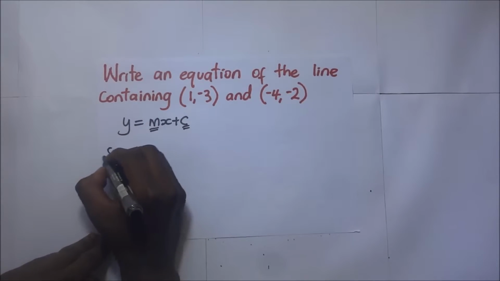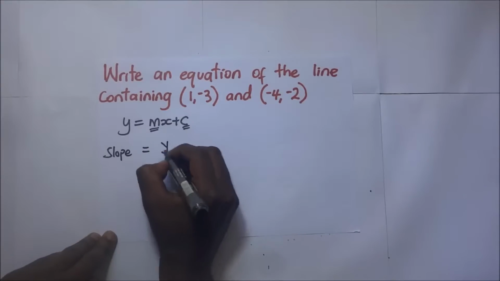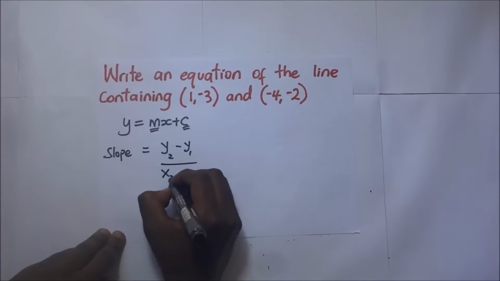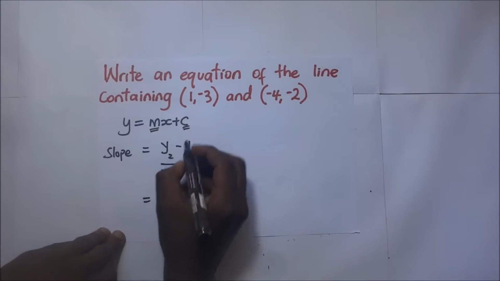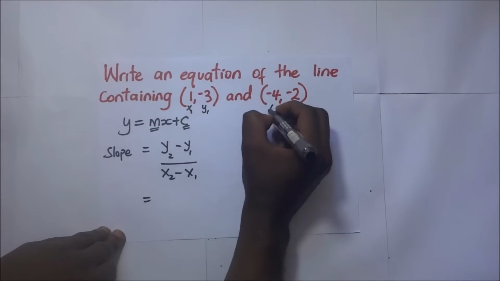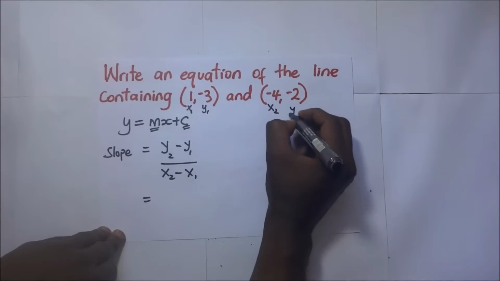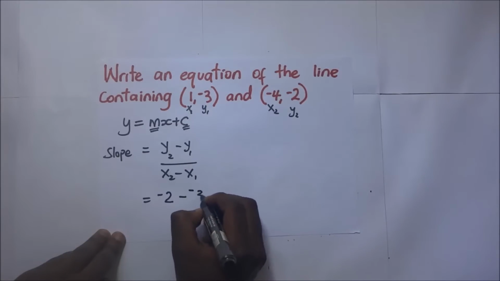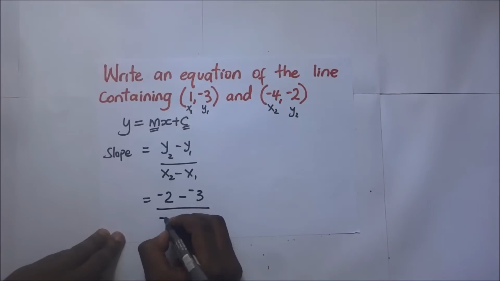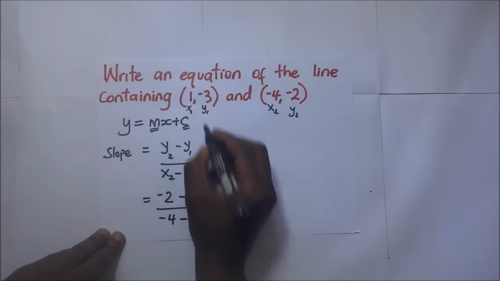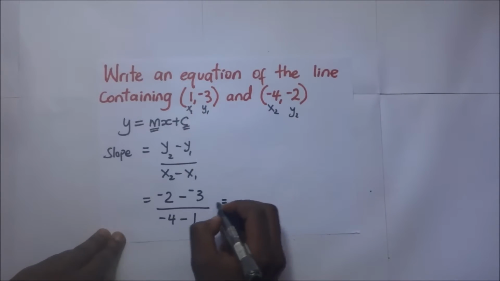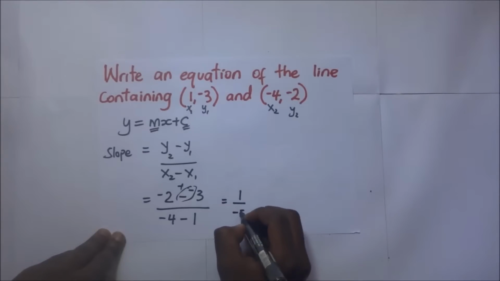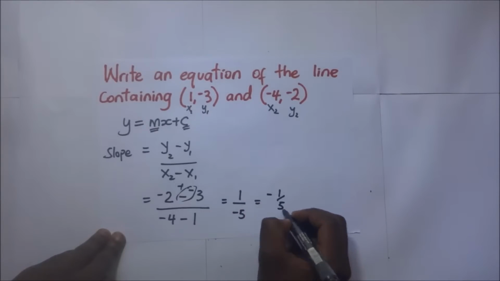So we first find the slope. The formula for finding the slope is (y2 minus y1) over (x2 minus x1). Let's call this our x1, y1, and this our x2, y2. So our y2 is -2 minus our y1, which is -3, minus -3. Divide that by our x2, which is -4, minus our x1, which is 1. This gives us a plus: -2 plus 3 is 1. Divide that by -4 minus 1, which is -5. So our answer is -1 over 5.